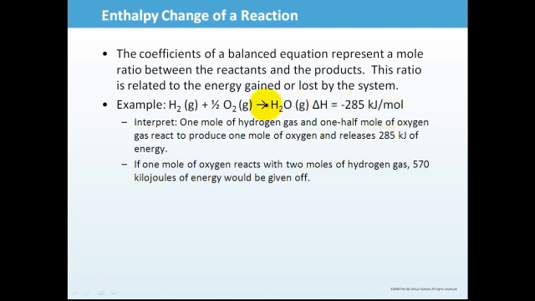So in this particular reaction here, we have 1 mole of hydrogen reacting with a half mole of oxygen, yielding 1 mole of water, and that has a delta H, or change in enthalpy, of negative 285 kilojoules per mole. So that tells us, if you look at the first interpretation here, 1 mole of hydrogen and 1/2 mole of oxygen react to produce 1 mole of water, sorry, and releases 285 kilojoules of energy.